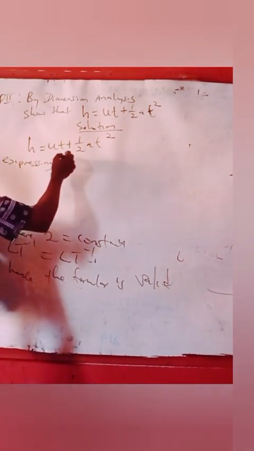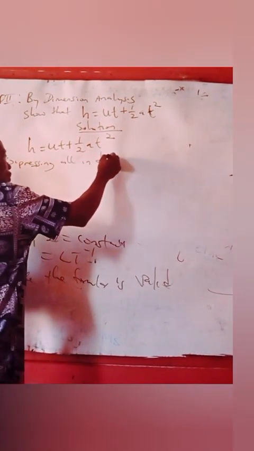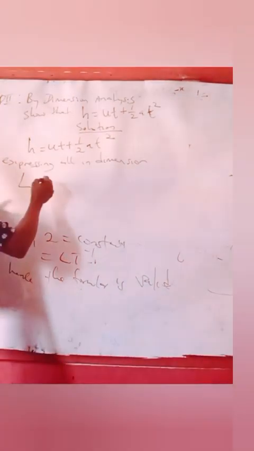Dimensionally, express everything in dimension. Expressing all in dimension, what are we going to have? h is a distance. Remember, in this case, all the formulas, all the symbols have their usual meaning. This is height, which is a distance, which is length. Dimensionally, height is expressed in length.